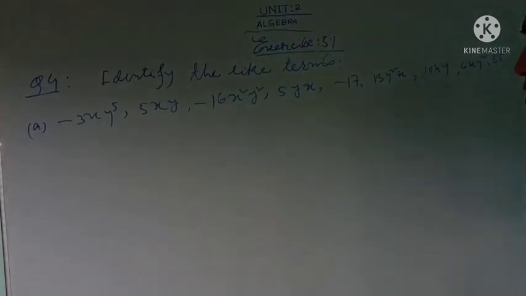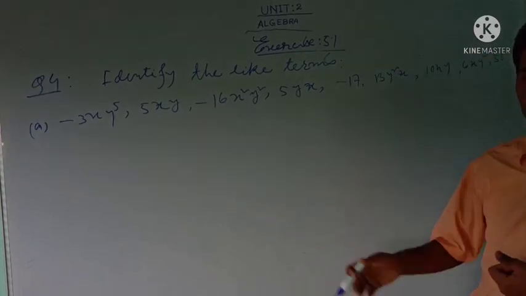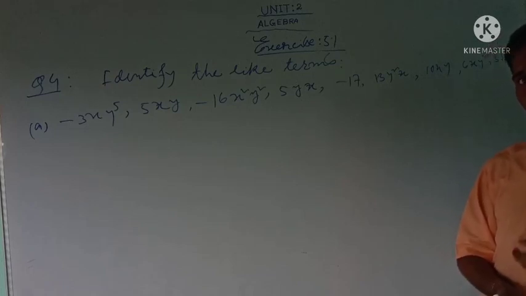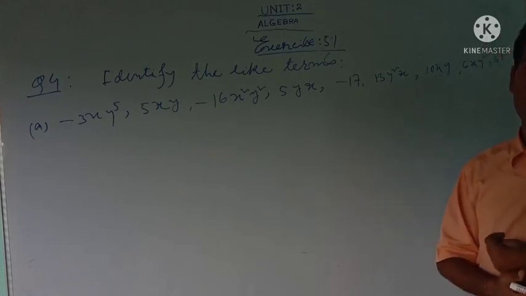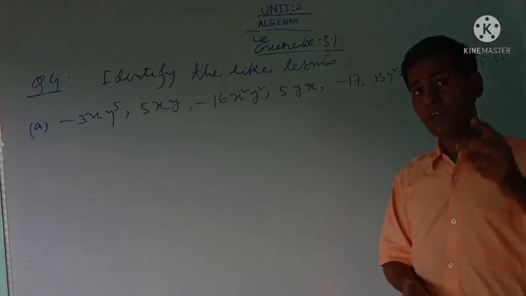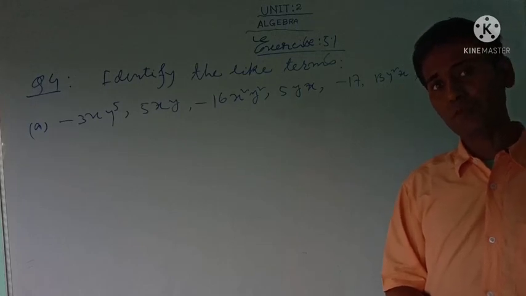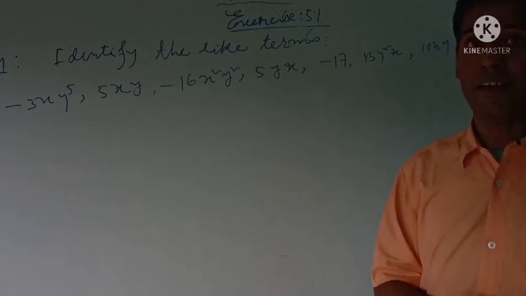So question number 4: identify the like terms. Okay, you have to identify the like terms. So it's very simple. Last time we discussed like terms. To be like terms, we have got 2 conditions. Condition number 1: the variable must be the same and the power of the variable also must be the same. Then only 2 terms will be like terms. To be like terms, the variable and power of any 2 terms must be the same. Then only they will be considered as like terms.